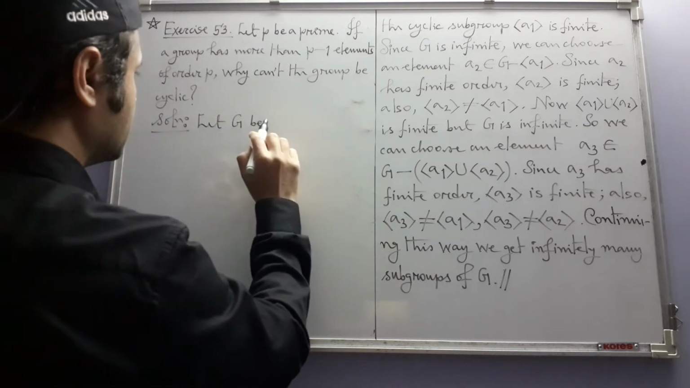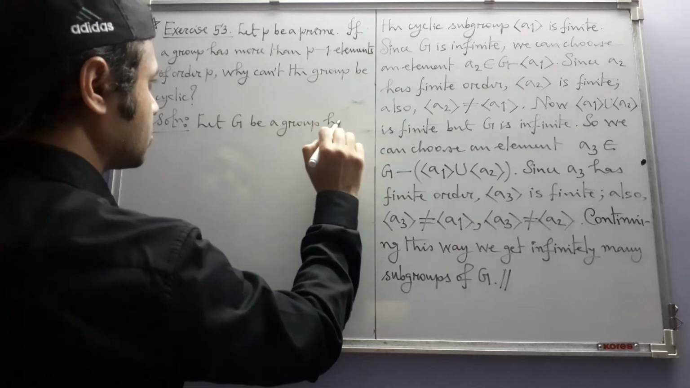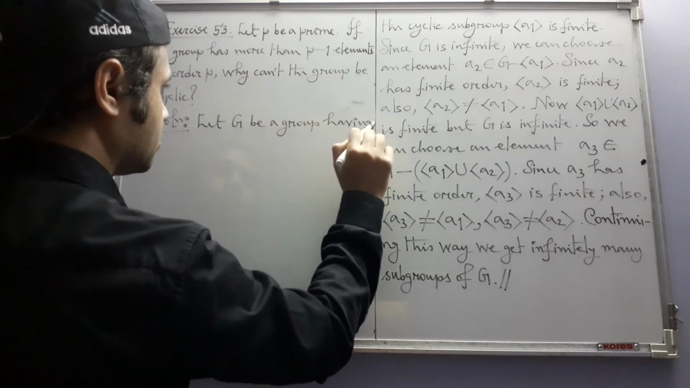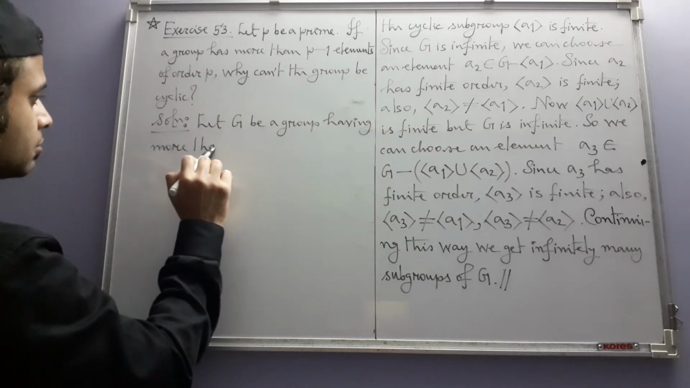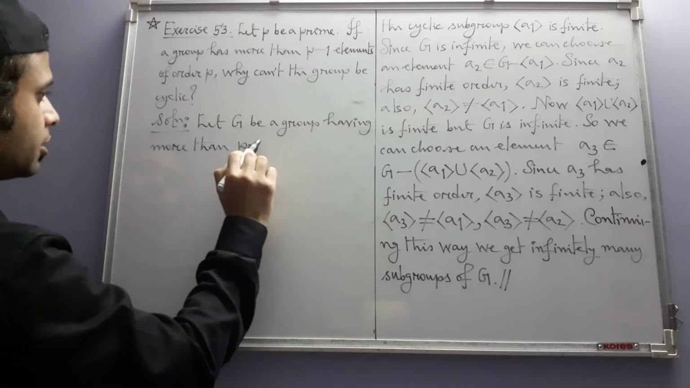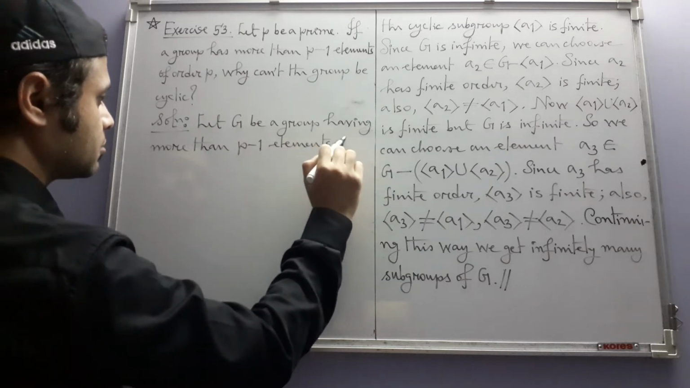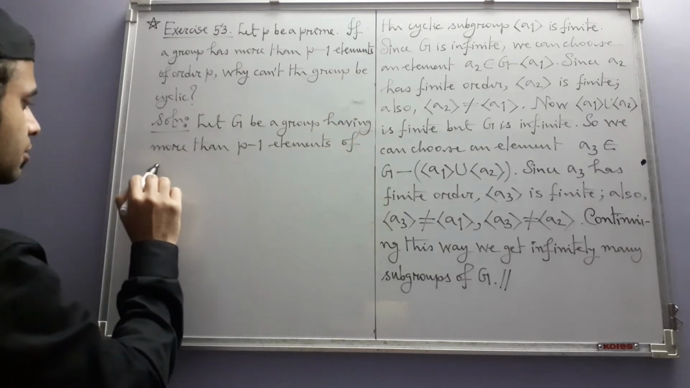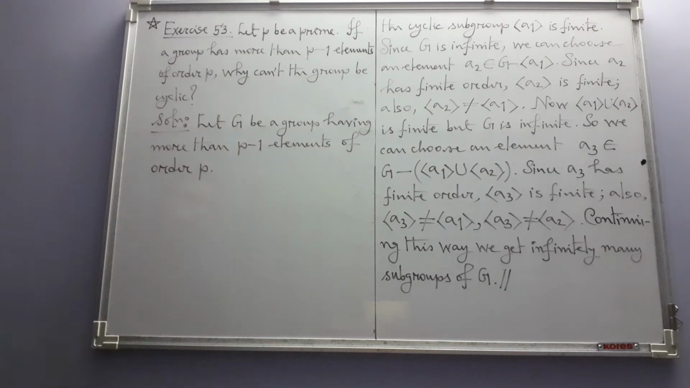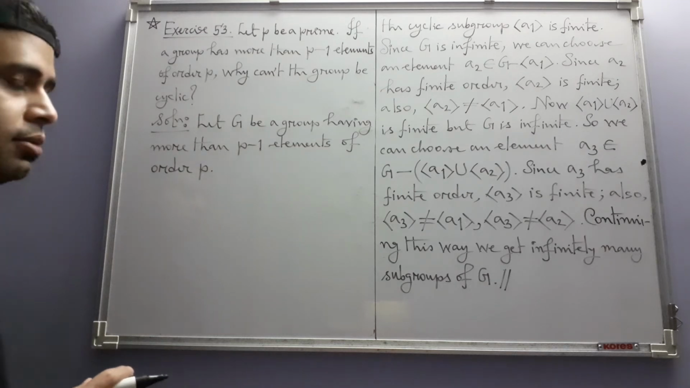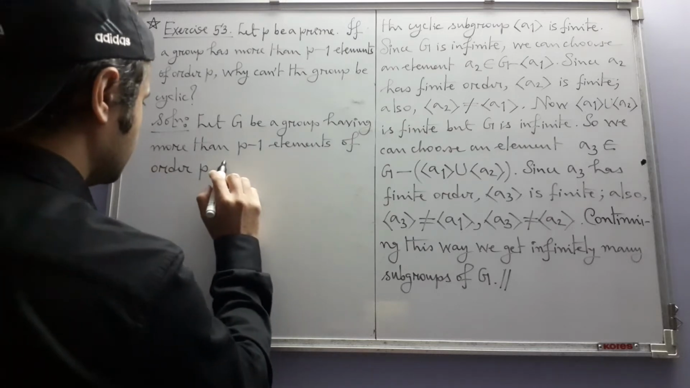Let G be a group having more than p minus 1 elements of order p. Now we have to prove that G cannot be cyclic. Contrary to that, we suppose G is cyclic.